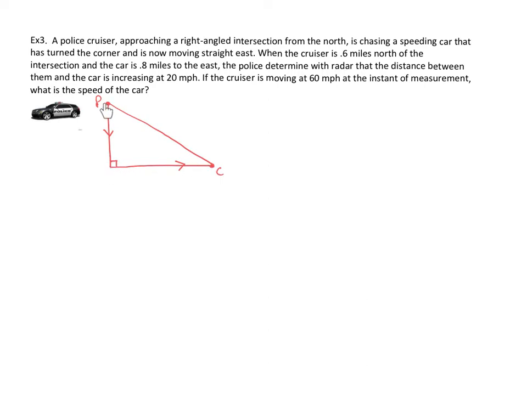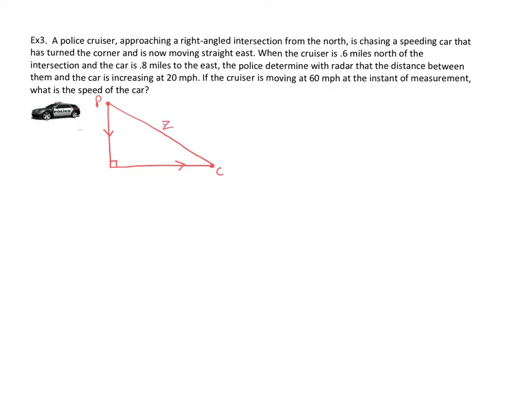The police cruiser is coming from the north, and the car is traveling east. So we've shown this situation. It says when the cruiser is 0.6 miles north of the intersection and the car is 0.8 miles to the east, the police determine with the radar that the distance between them and the car is increasing at 20 miles per hour. So we need to represent the distance between them.